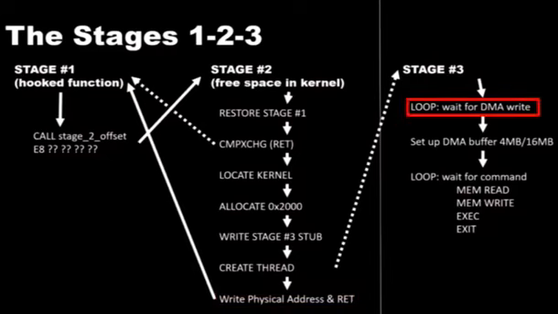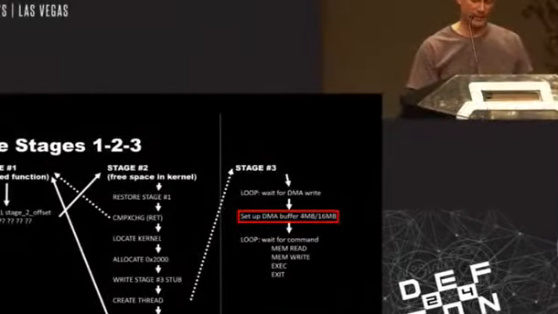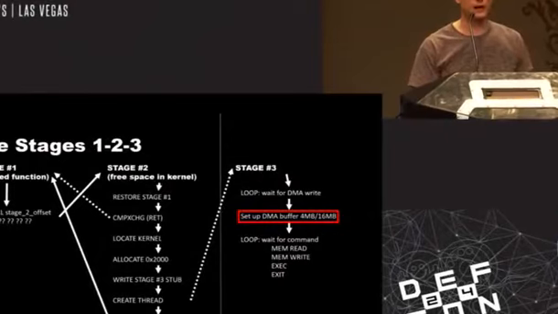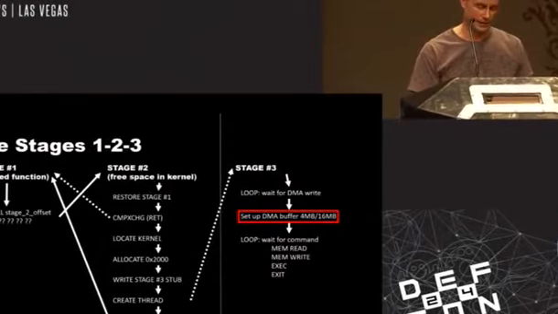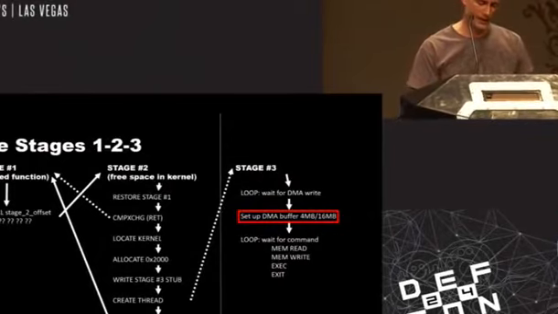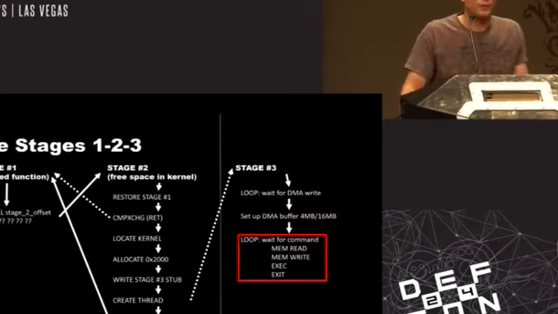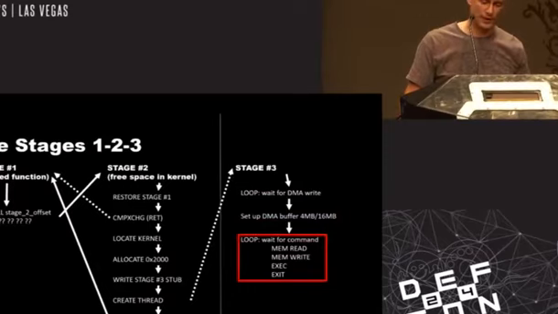Then the loop, which is already executing in the kernel thread there, senses that the complete stage 3 contents is written, so it exits, and it starts by setting up a DMA buffer, which is around 4 to 16 megabytes big, in lower memory. And then it starts looping, waiting for commands. The commands are pretty much read memory, write memory, execute code, or exit.